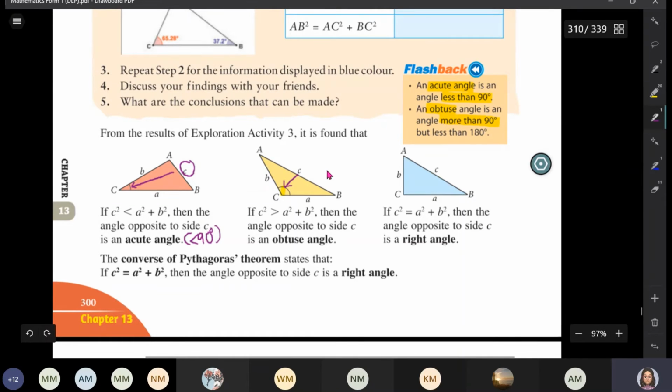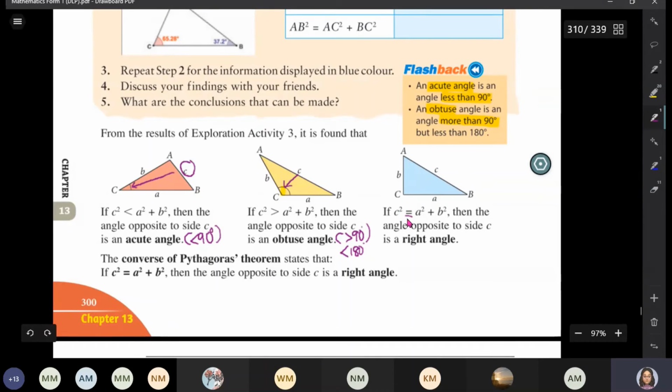But in this case, if you get the sum of A square and B square, and when you compare with the hypotenuse the value is greater, that means this angle C is an obtuse angle. Obtuse angle is more than 90 degrees but less than 180 degrees. But when the value of C square, which is the hypotenuse, is equivalent, that means the angle here is 90 degrees.